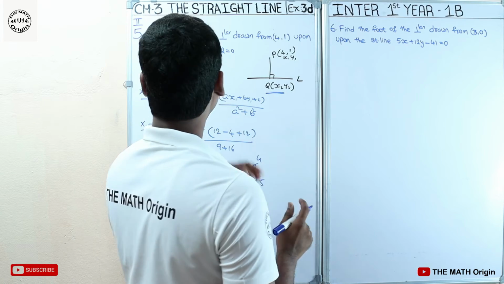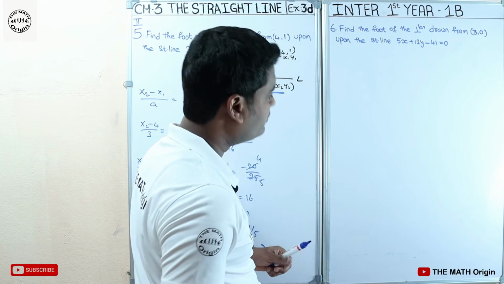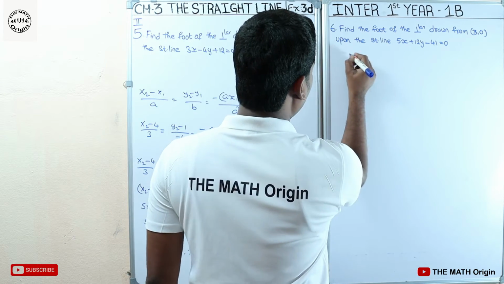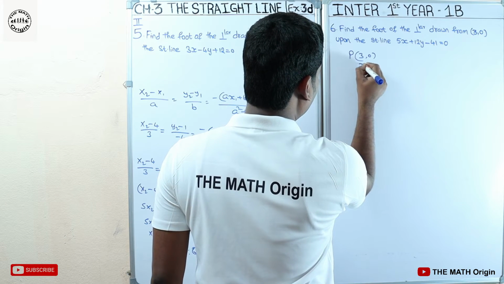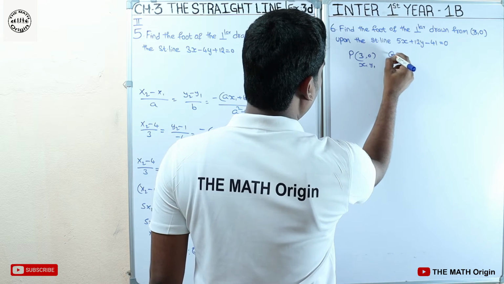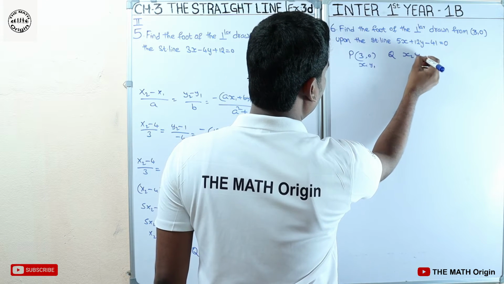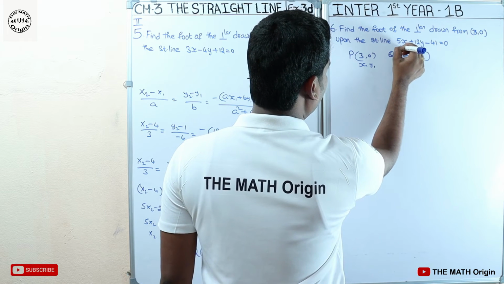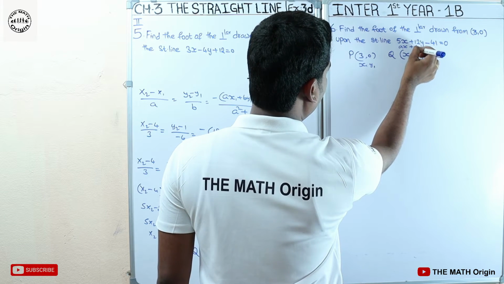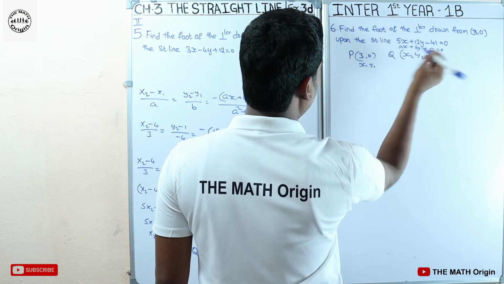Exactly same as the fifth question. Same మన fifth question లానే ఉంది. సో ఇక్కడ పాయింట్ P 3,0 ఇదేంటి x1 y1. ఓకే, పాయింట్ Q x2 y2 మనం ఫైండ్ అవుట్ చేయాలి. అండ్ లైన్ ఇది ax ప్లస్ by ప్లస్ c ఈక్వల్స్ టు 0 ఫార్మాట్ ఉంది.